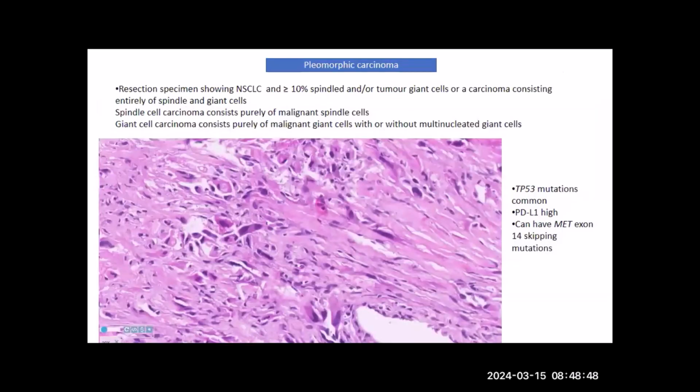So coming to pleomorphic carcinoma, it shows giant cells or spindled atypical large pleomorphic cells. This is one of our cases, which is showing these bizarre cells with hyperchromatic nuclei. So, usually associated with TP53 mutations, PD-L1, and could have MET exon 14 skipping mutations also.